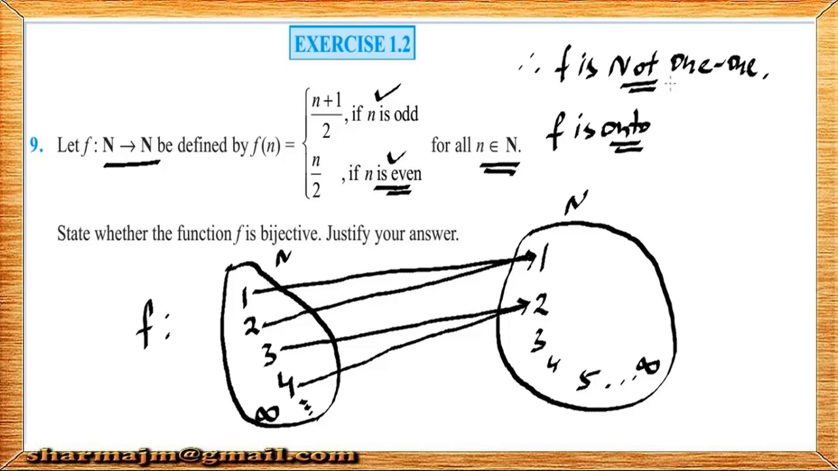So this function is not 1-1 but onto. Therefore, it is not bijective. This function is not bijective. Bijective function के लिए function को 1, 1 और onto होना चाहिए. ये 1, 1 नहीं है, onto है, इसलिए ये function bijective नहीं है.